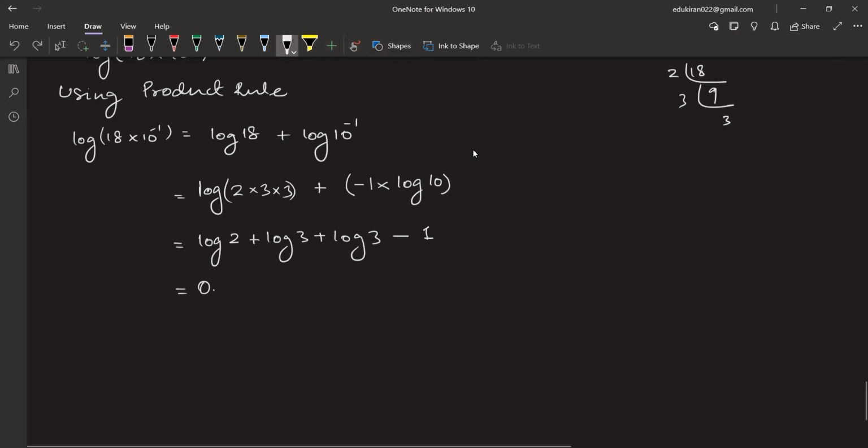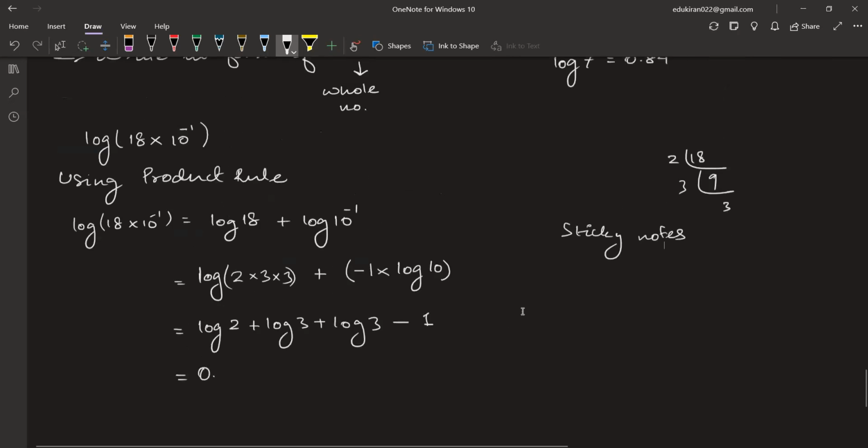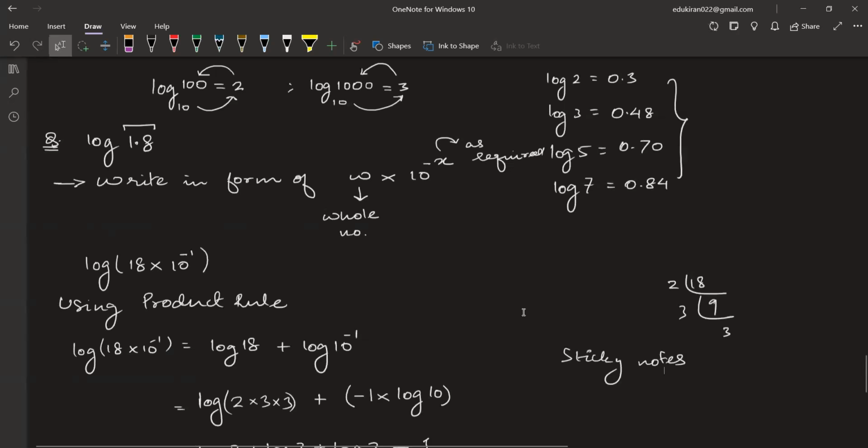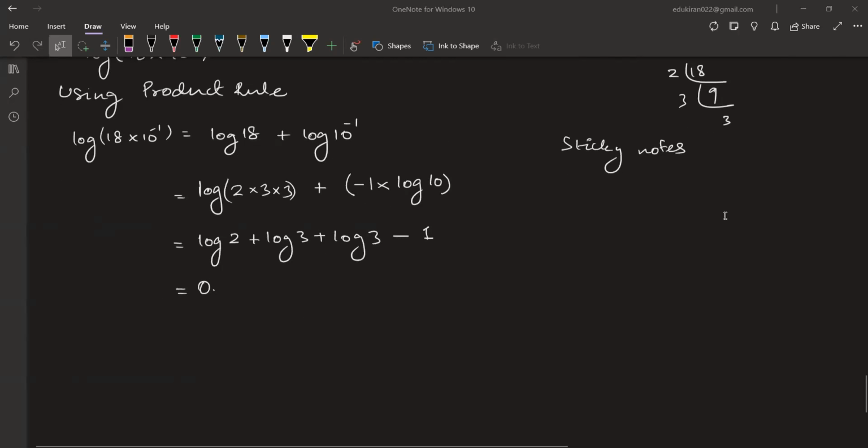So do you know something called sticky notes? Okay. So you buy sticky notes and paste the values of log 2, 3, 5, and 7. Don't try to remember them. You will be using them so much that you will remember them. Just buy sticky notes and paste all the important things on the wall.